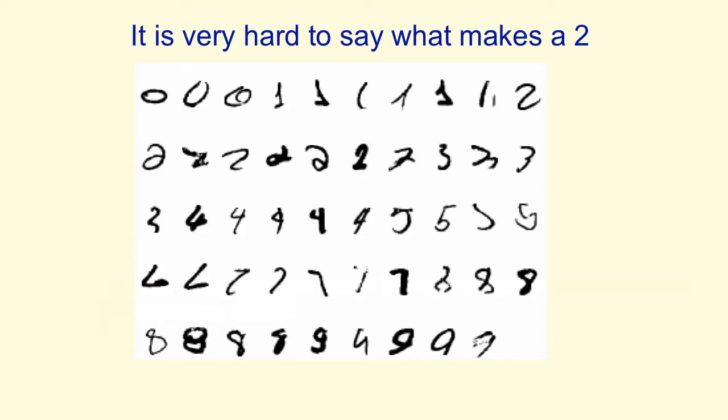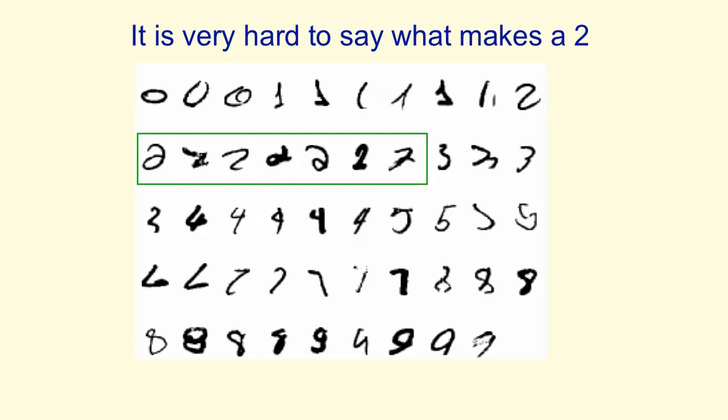If you look at a bunch of twos, like the ones in the green rectangle, you can see that if you knew they were a handwritten digit, you'd probably guess they were twos, but it's very hard to say what it is that makes them twos. There's nothing simple that they all have in common.